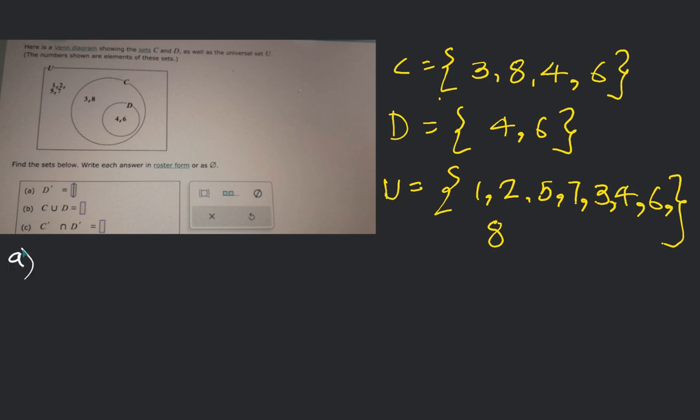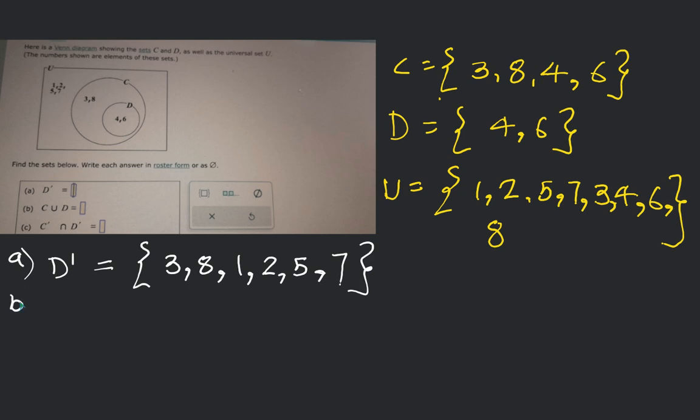As usual, please continue with the answers. Elements which are not there in set D. 1, 2, 5, 7, 3, 8. Yes. If you put it in order, it looks good. Else you can write it in any way possible.